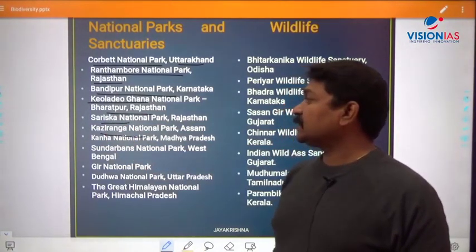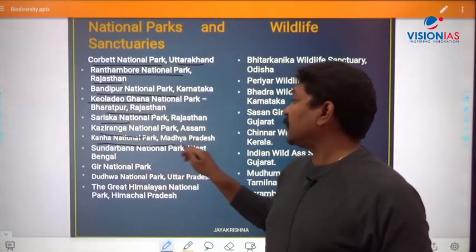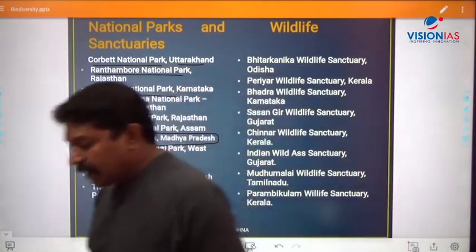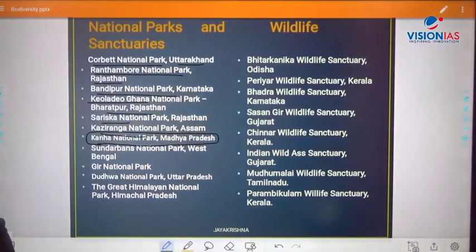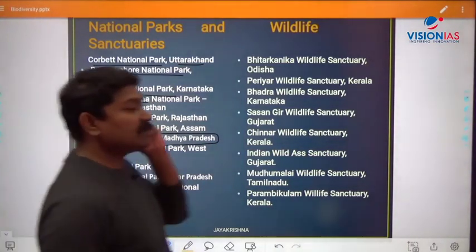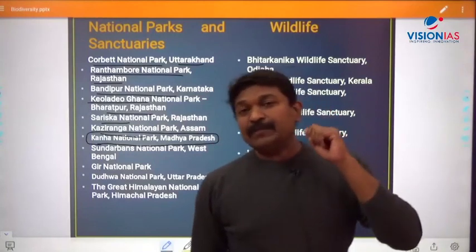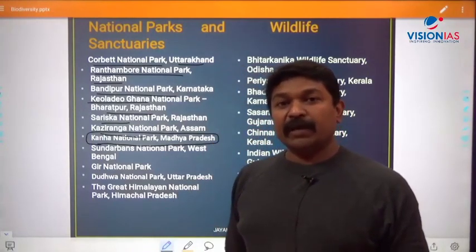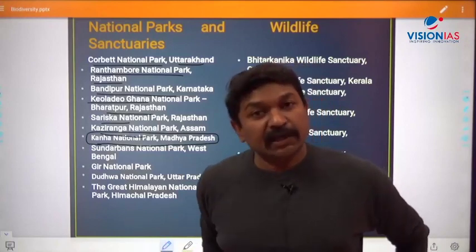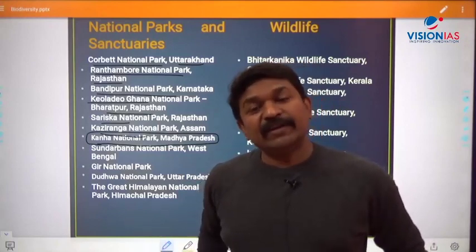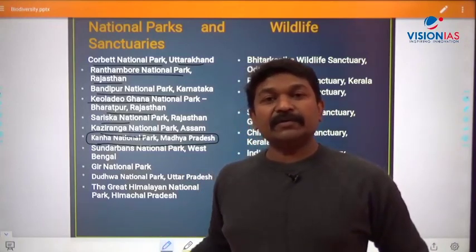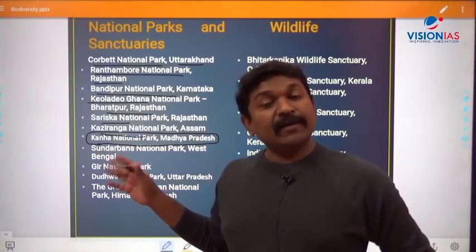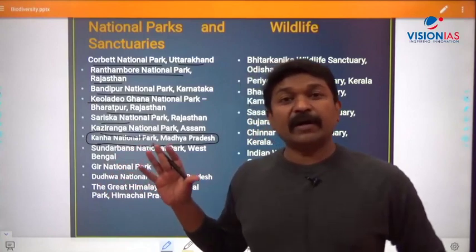Kaziranga National Park, Assam. The Kanha National Park of Madhya Pradesh, again very important. What is the importance of this Kanha National Park? Recently, the government of India wants to introduce cheetahs into India. In which part of India do they want to introduce the cheetahs? It is in this national park. Therefore, this national park became very important.